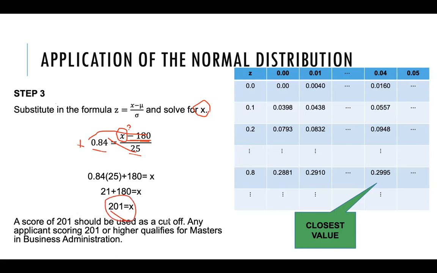So a score of 201 should be used as a cutoff. Any applicant scoring 201 or higher could qualify for a master's in business administration. Here, class, what we looked for is the X value, or the score, because we already had the Z value. Okay, so this ends the reinforcement discussion regarding the normal distribution curve and the standard normal distribution curve. Class, you have to focus on this because it carries big points in the exams. Okay, so thank you.